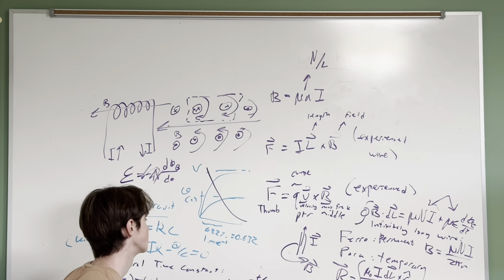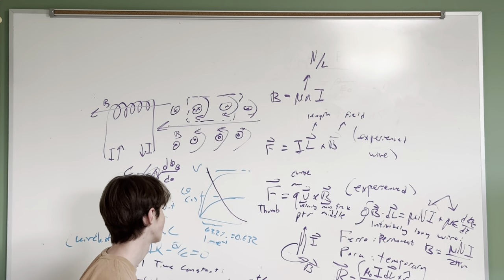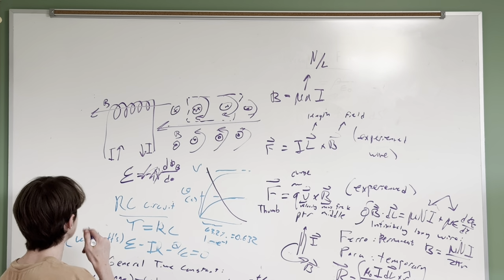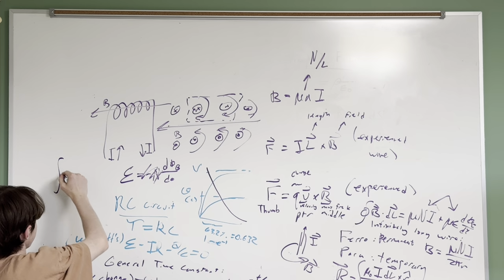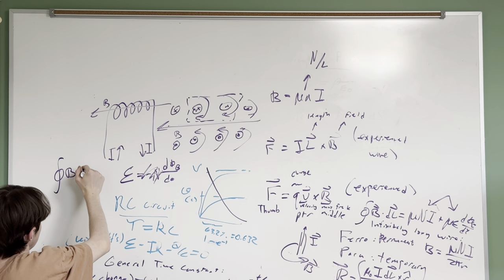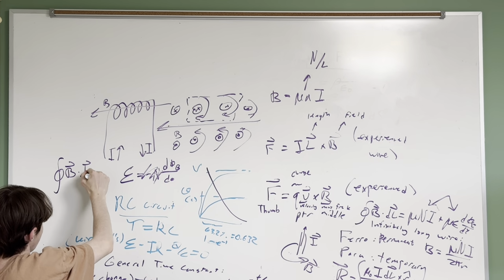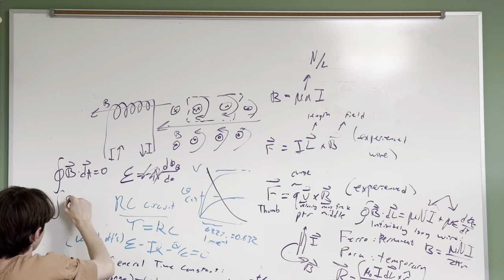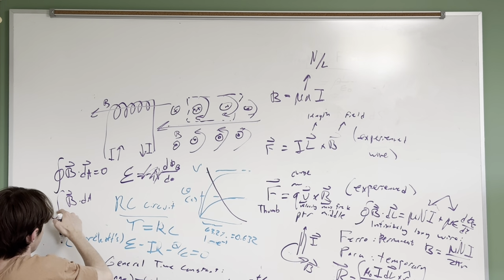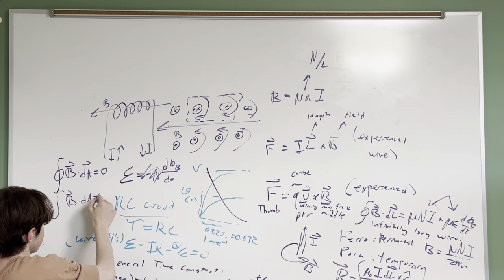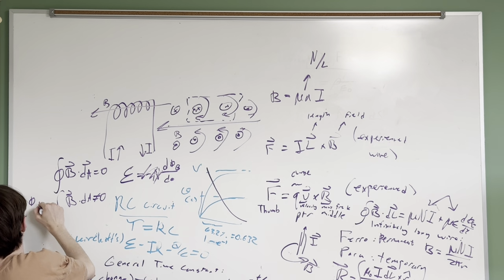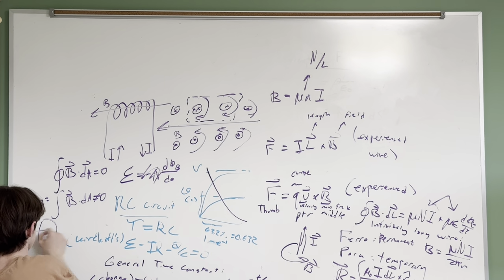So: expanding loop, shrinking loop, rotating loop, change in magnetic flux or field in the loop. Remember, the closed-surface integral of B dot dA equals 0, but the integral of B dot dA without the surface being closed does not necessarily equal 0. It is just piercing through a surface.